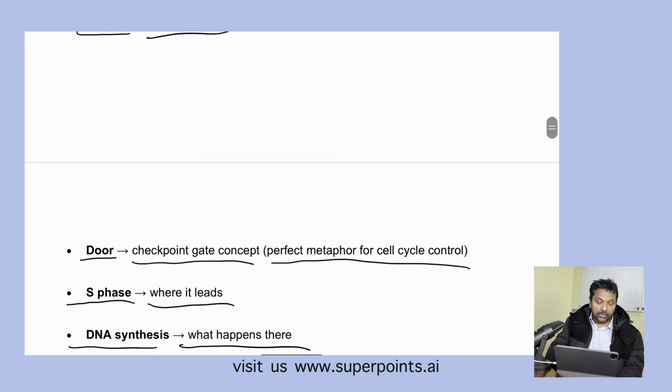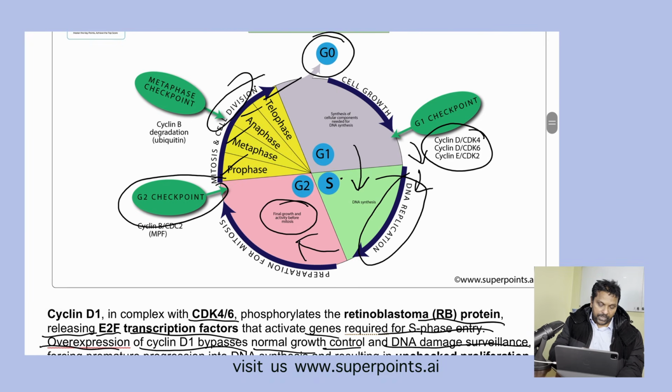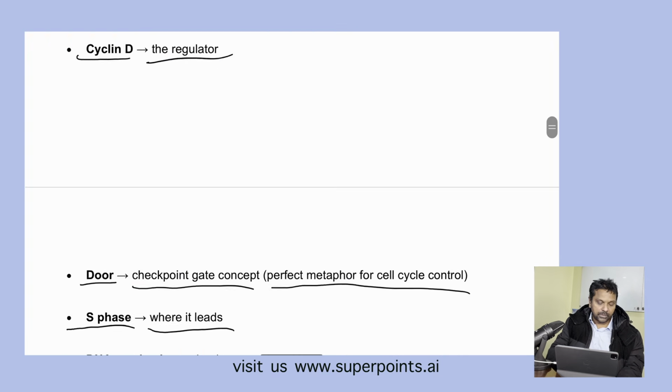Look here, where is this cyclin B? Cyclin B is working here, right? You can see cyclin B here. Cyclin B is working before you enter into the mitosis phase. So that is not the answer.